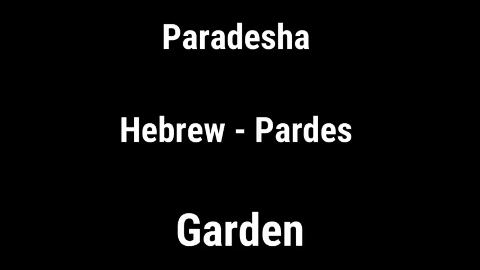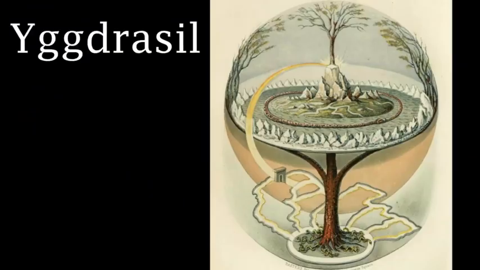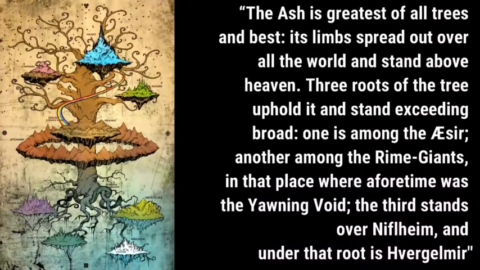In Norse mythology, we have Vergelmir, the whirlpool at the roots of the cosmic tree Yggdrasil, where we are told all rivers flow from. The ash is greatest of all trees and best. Its limbs spread out over all the world and stand above heaven. 3 roots of the tree uphold it and stand exceeding broad.